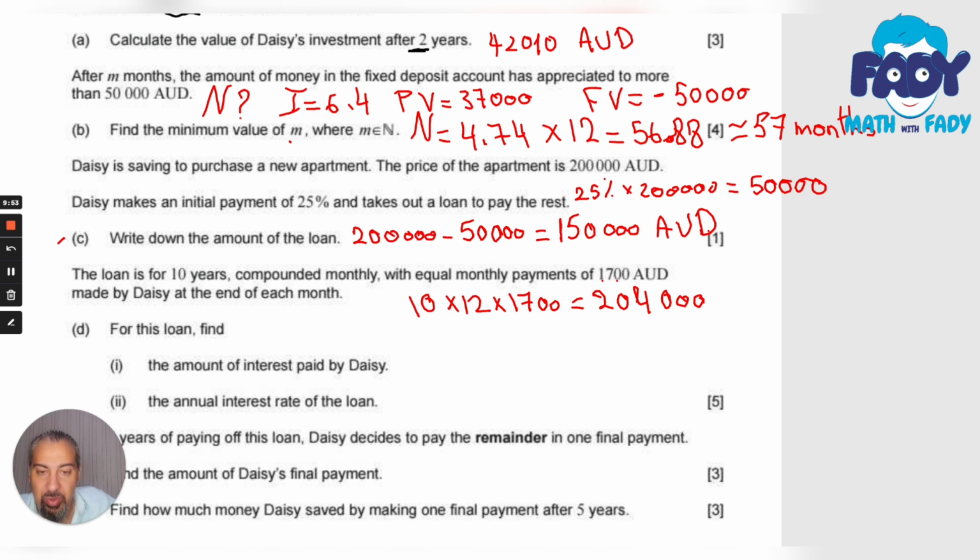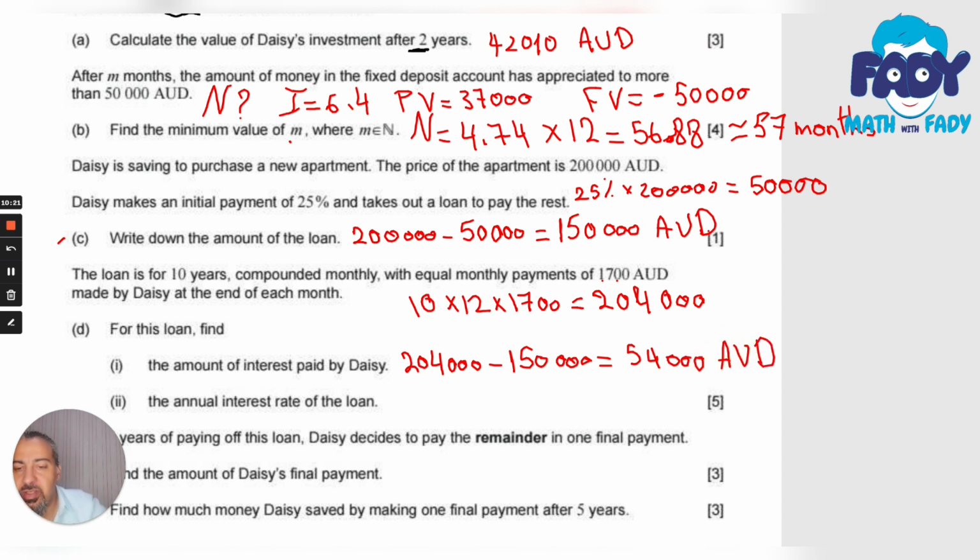So in total, during these 10 years, she will pay 204,000. So the interest that the bank will take from Daisy will be 204,000 minus 150,000. This is her loan. This will be 54,000 AUD as an interest during these 10 years.